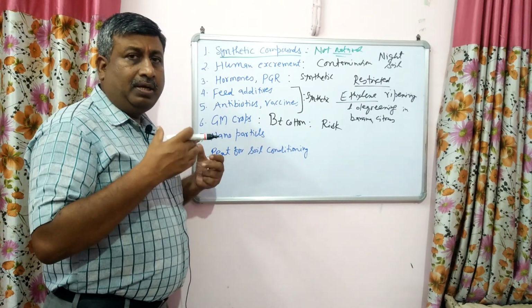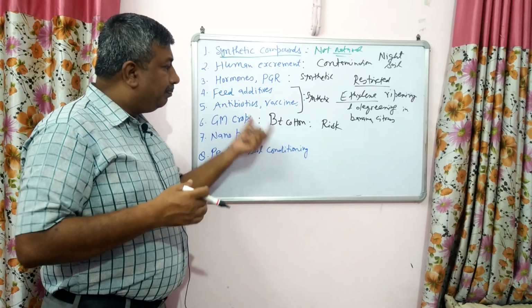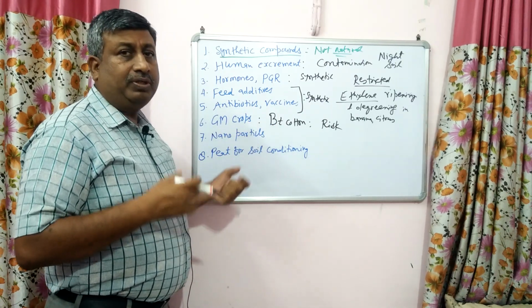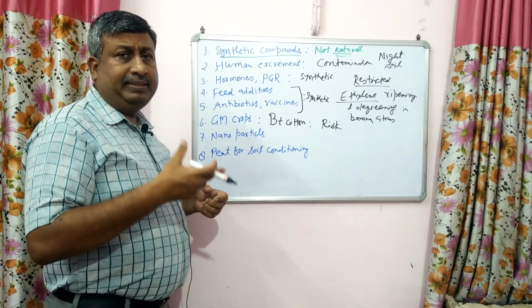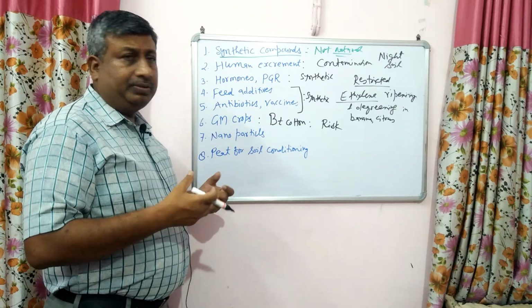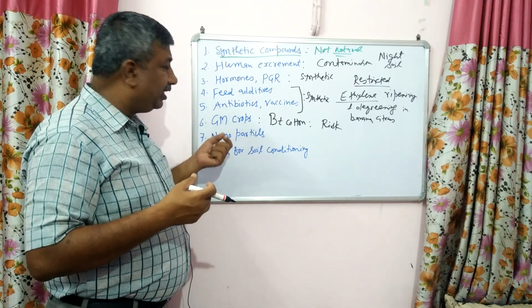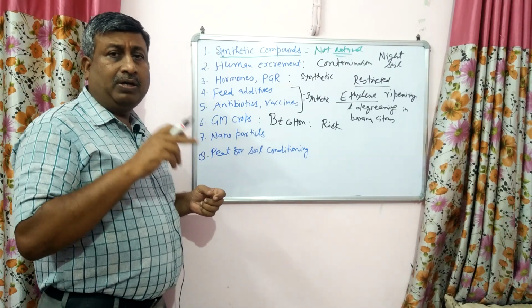And Bt cotton is very popular in our country and the world, but this Bt cotton is not allowed because there may be risk of pollen for the development of any breed, and this risk is not clear. So there may be risk in future. So that's why, and the risk is avoided in organic farming.